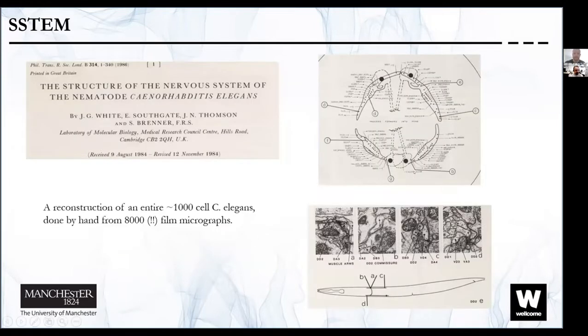But the limitations of this technique did not stop people from doing really great things with it. So this is a paper from 1984 where, in 8,000 different images on a microscope, they managed to do an entire C. elegans worm and reconstruct its entire nervous system, which is a crazy feat. I dread to think the amount of hours and dedication that went into that, but it's seriously impressive. It shows the power of this technique if you can use it. But obviously it has downsides, and that's why it's fallen out of favor in recent years.